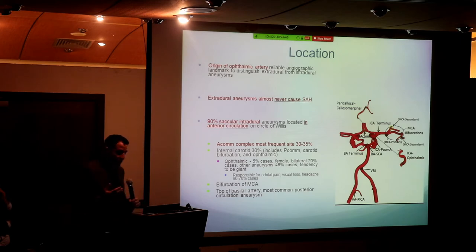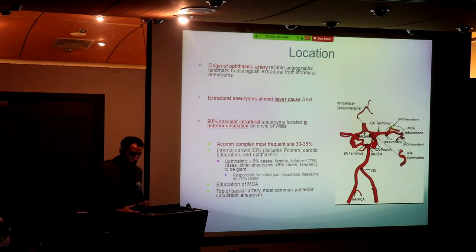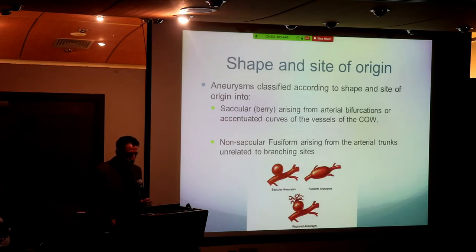90% of these aneurysms, as Dr. Ibrahim said, are in the anterior circulation, coming from the carotid or bifurcation of the carotids. They are much smaller, much less in number in the posterior circulation, in the basilar. The ACOM is the most common in the front, followed by the PCOM and then the MCA.